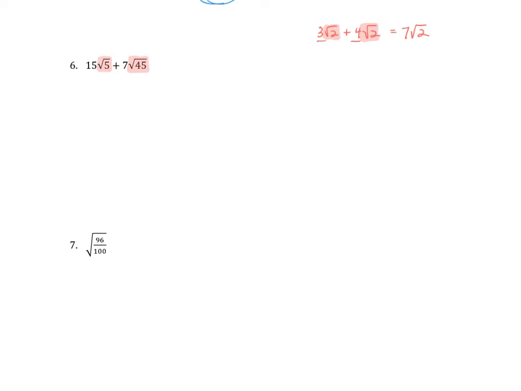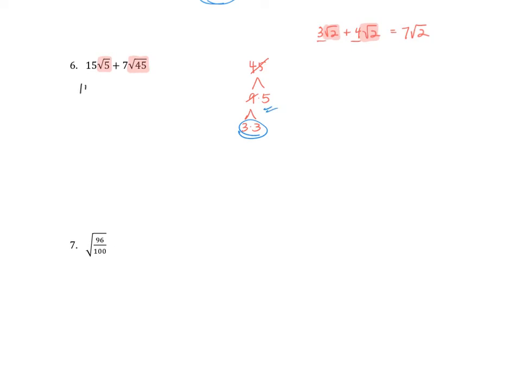So what we want to do is see if we could reduce either of these radicals so that we can get like radicals. So 45, if I look at the 5, that's prime, so I can't simplify it at all. But the 45 I can break down into 9 times 5. And then the 9 breaks down into 3 times 3. And I can see I have a pair of 3s. So a 3 will come out and a 5 will stay under.